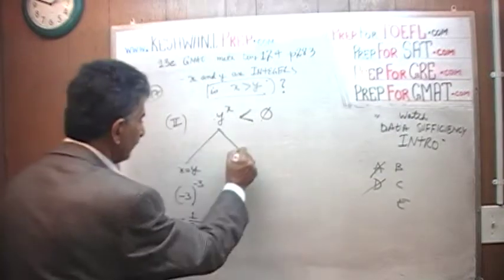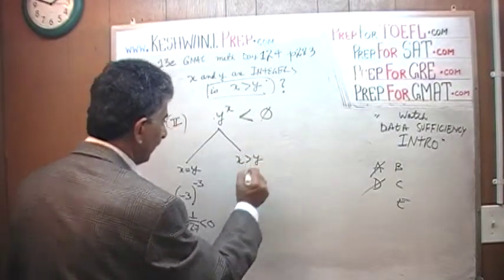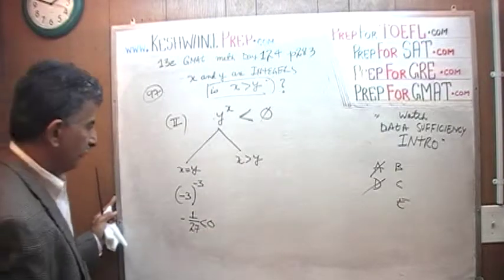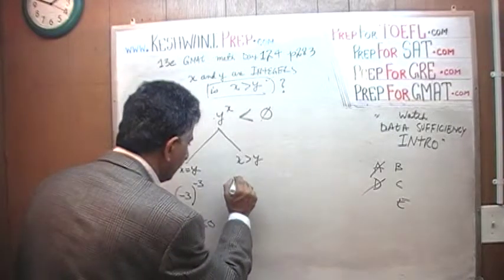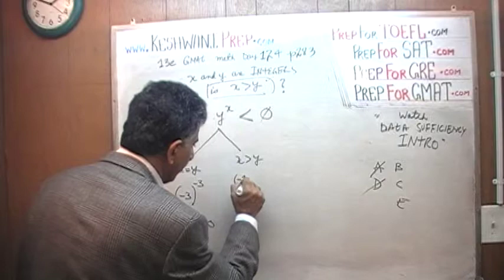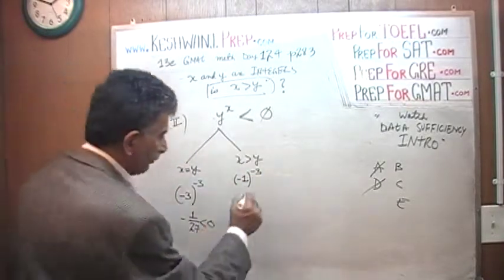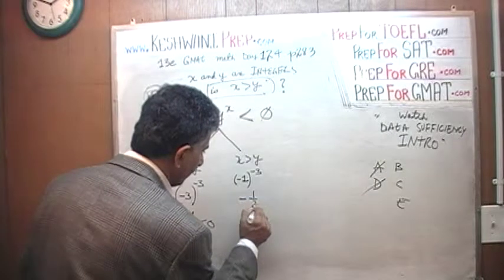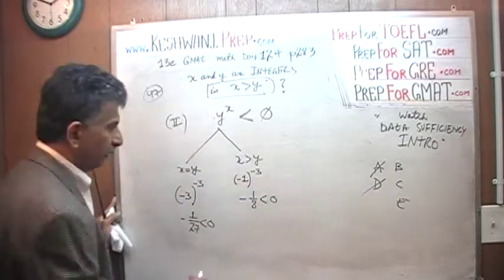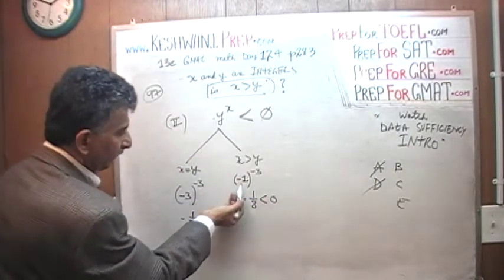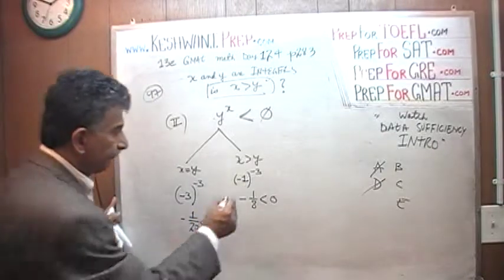Or we can have situations where x is more than y. Why not? x can be more than y. For example, you can have negative 1 raised to negative 3, which is negative 1 over 8, still less than 0. But here, x is more than y. x is negative 1 and y is negative 3.